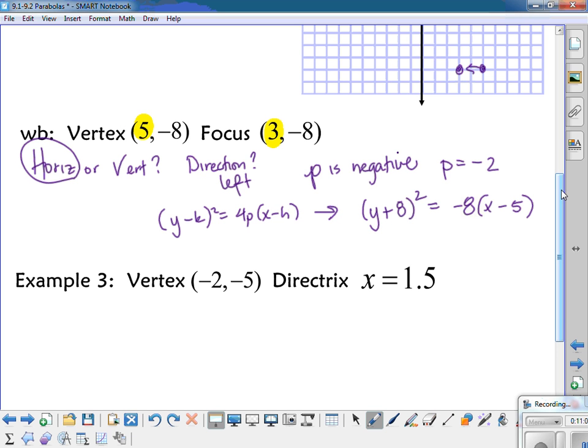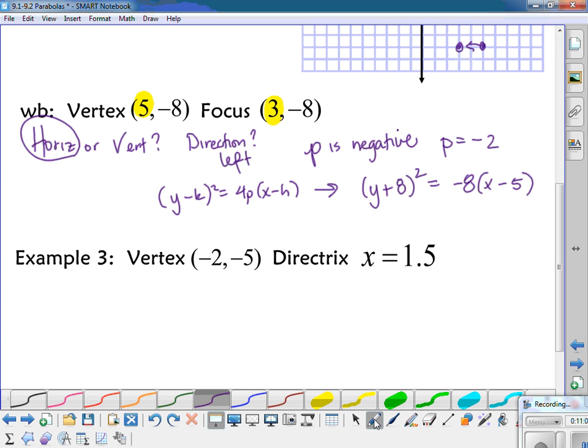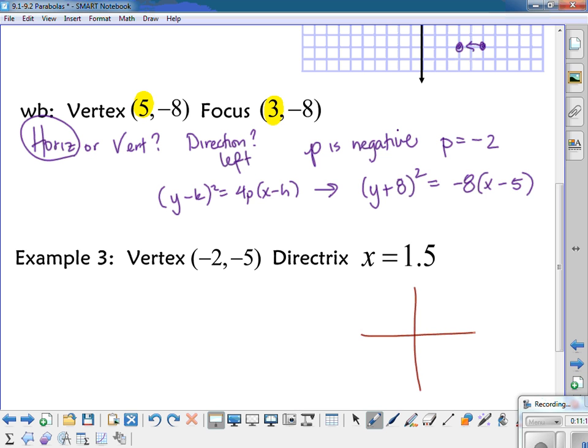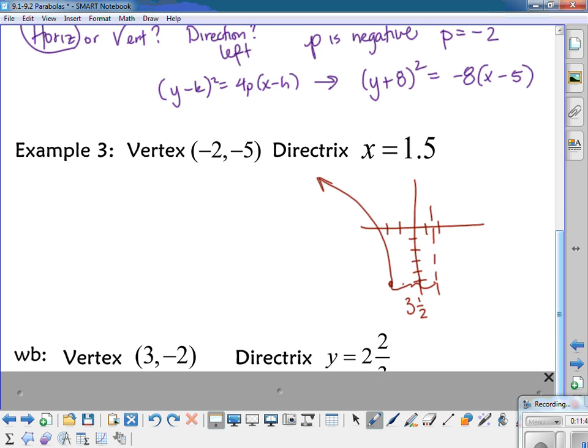So if that happens, we just have to kind of think the opposite way. So again, I'll just graph it real quickly so I can kind of see what's happening. My vertex is at (-2, -5). And my directrix is at x equals 1.5. So 1.5 would be right about there. And so my distance is 1, 2, 3.5. Because the directrix is on the right side, I know that my parabola is actually going to the left.